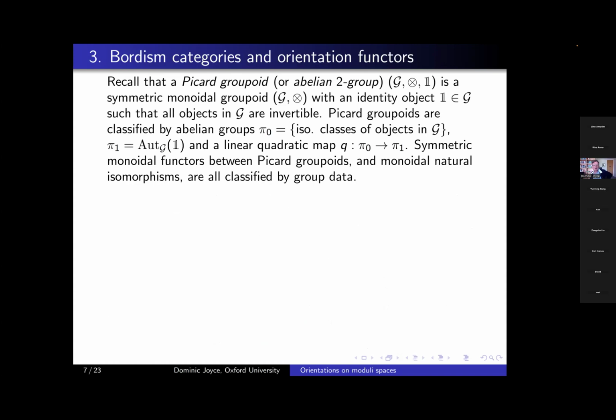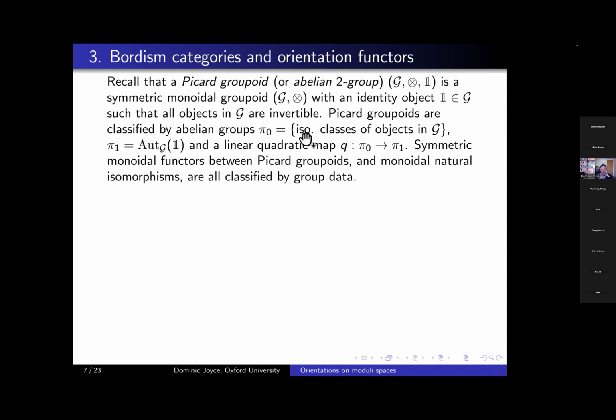So a Picard groupoid, or abelian 2-group, is a groupoid G, so that's a category with all morphisms invertible, with a monoidal structure. So that's a way of tensoring together both objects and morphisms in this category, which is symmetric and associative up to coherent isomorphisms. And you have an identity object such that all objects in G are invertible. So these are very algebraic objects. They're actually classified by 2 abelian groups, pi0 and pi1.